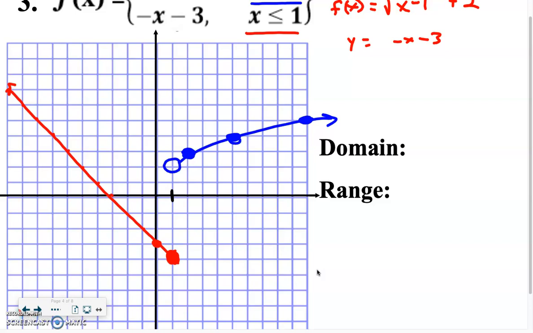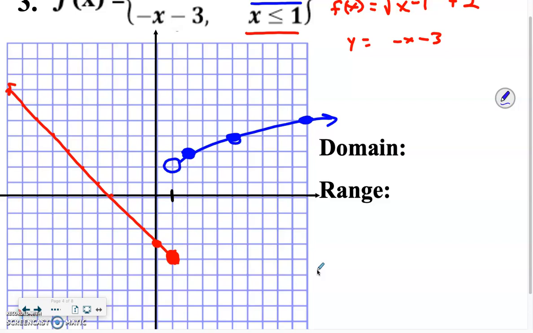Okay, now what about the domain? This is one spot that sometimes people struggle with, at least initially. What is our domain? Yeah, so if we're looking at the red line, we're coming from negative infinity and we're going to 1, which is included. If we're looking at the blue line, we're going from 1 not included all the way to infinity. But we're looking at this as one thing altogether.